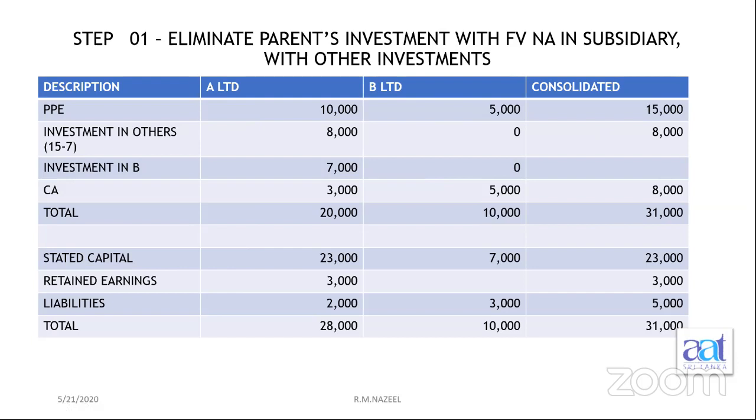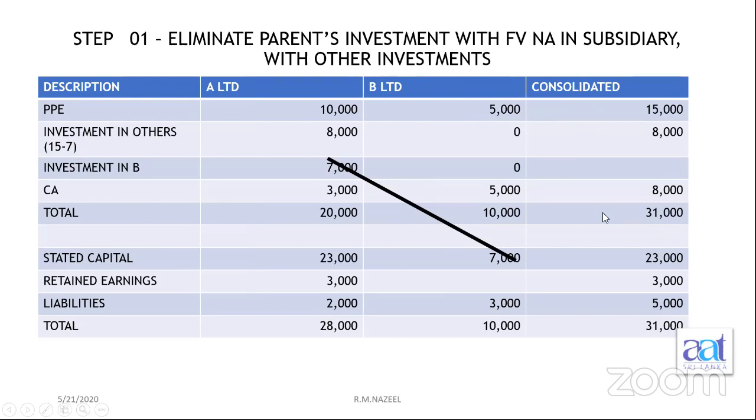Now you can see my arrow will come. Only knock it off: the investment made in B compared with the net assets in B. Right? Okay. So only that is the adjustment you need to do. Now you can see consolidated PP is 15. Investment in other companies, same technique, 8. But the investment made by the parent in the subsidiary, eliminate, right? Against the net assets in the subsidiary. Okay. Current assets 8.